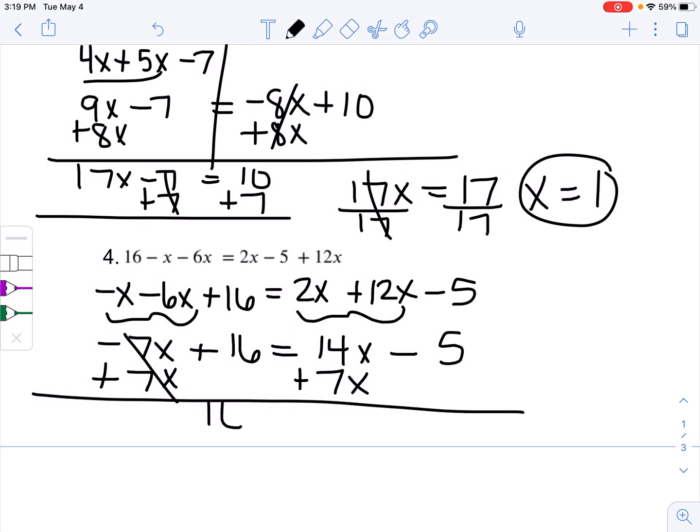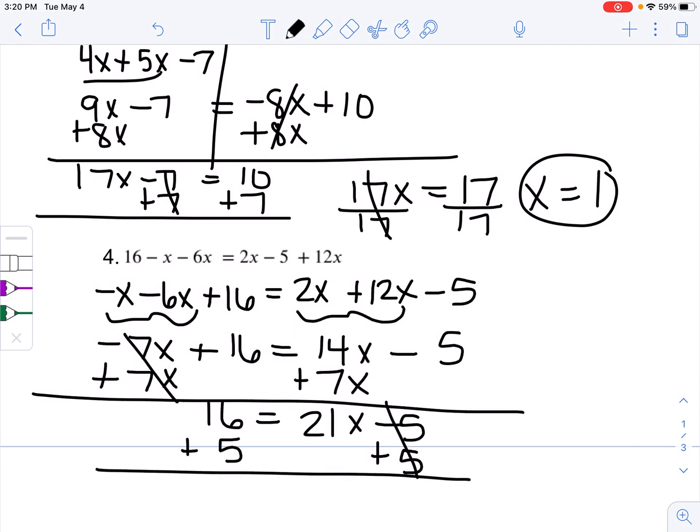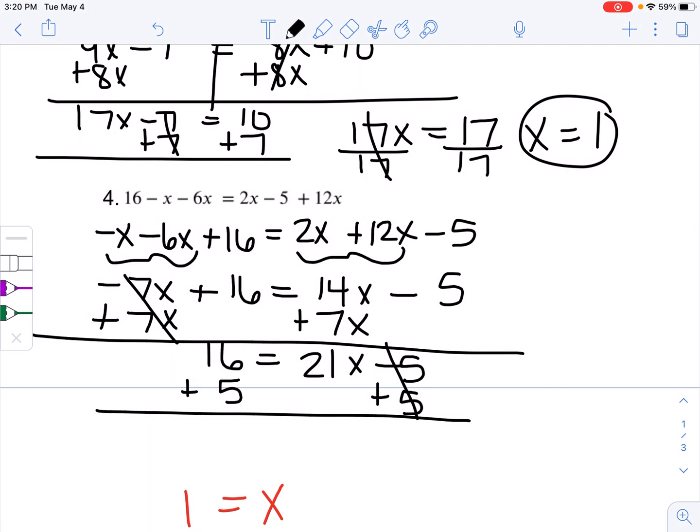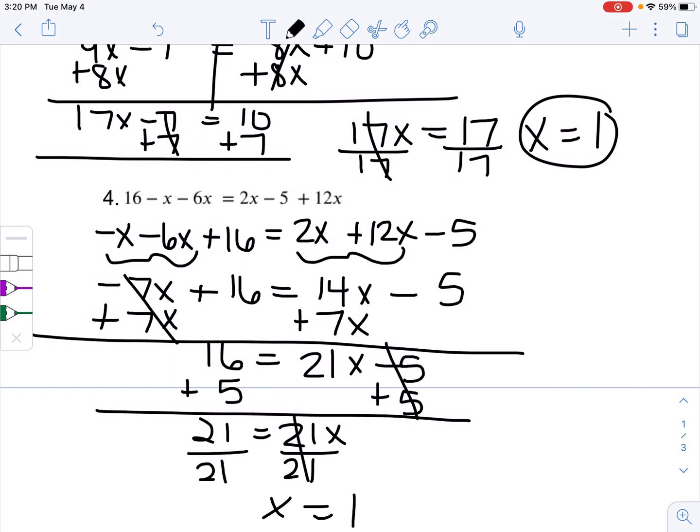So that would leave me 16 equals 21x minus 5. I'm going to bring the minus 5 over to the left side by adding 5. 16 plus 5 is 21. So I have 21 equals 21x. And then I'm going to divide both sides by 21. And I get x equals 1.